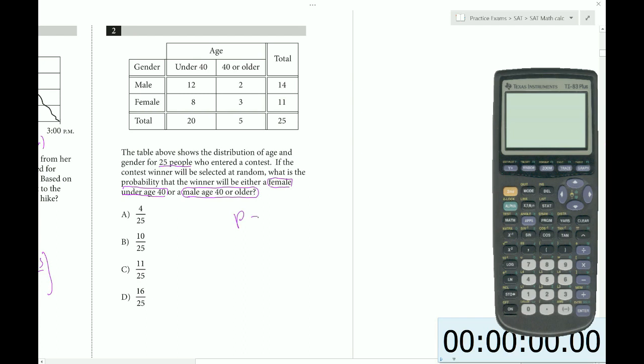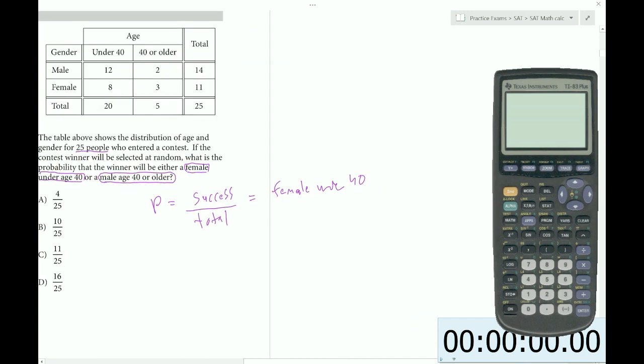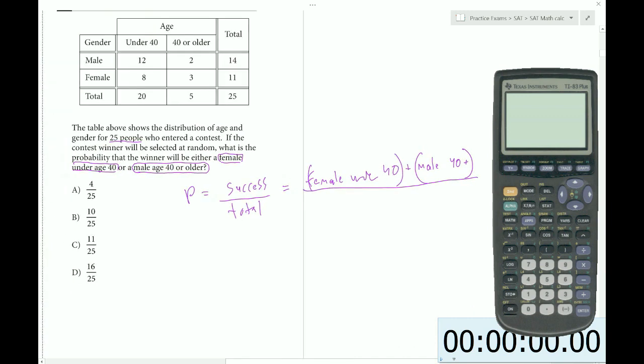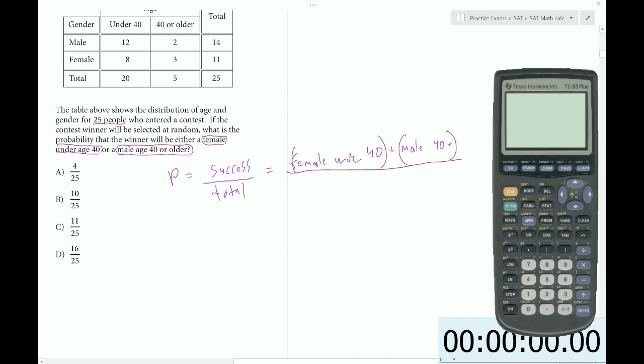So whenever we do probability, we have a numerator and a denominator. So the numerator represents the success and the denominator represents the total. So in this case, success would be female under 40, and the success would also be male 40 plus. Okay? So now we just need to figure out what the total would be. And it looks like the total is just 25 people, right?